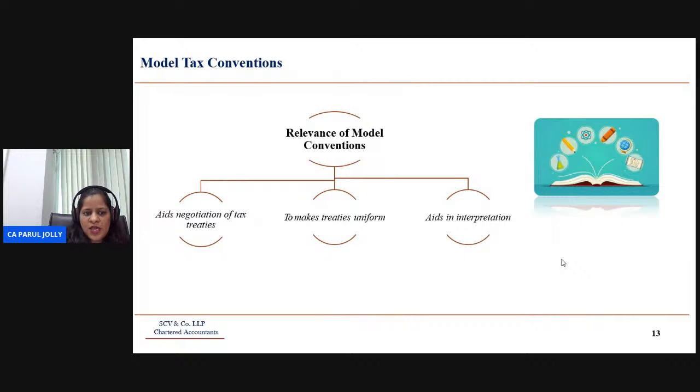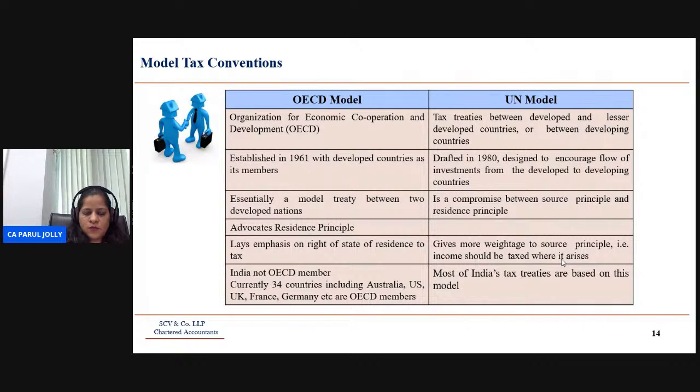So these model conventions are basically, as we discussed, aids in negotiation of tax treaties to make the treaties uniform and they help in interpretation of treaties. We have two main models, which are the OECD model and the UN model. OECD is the Organization for Economic Cooperation and Development, which was established in 1961 with developed countries as its members. So it's basically for treaties between developed countries. The OECD model advocates the residence principle, so it gives more right of taxation to the resident country. India is not a member of OECD, but courts do refer to the commentary of OECD to understand the term or the intent of the treaty. It's not binding on India, but it has persuasive value while interpreting the law.